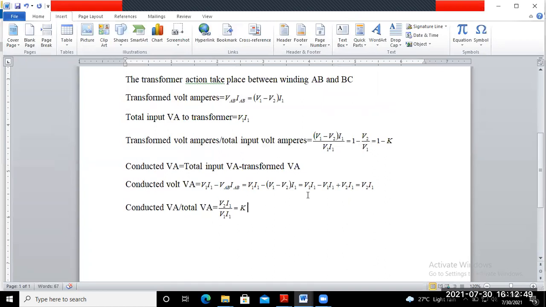That is, the ratio of transformed volt ampere to total volt ampere is 1 minus K, and the ratio of conducted volt ampere to total volt ampere is equal to K. Is it not? You have to keep this relation in your mind. Now what is the advantage of the auto transformer?